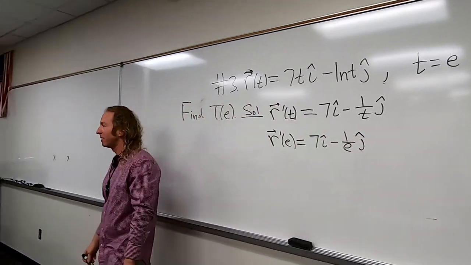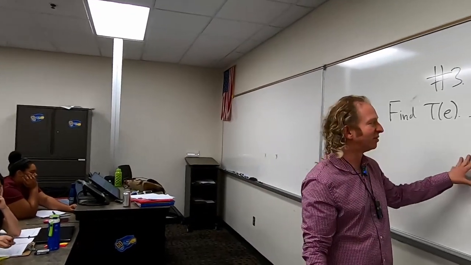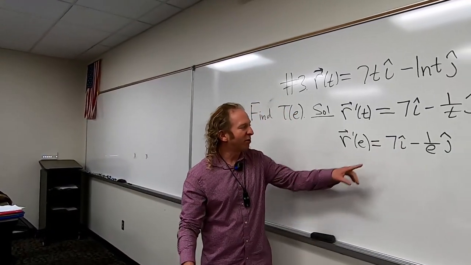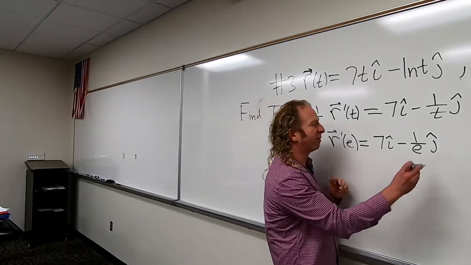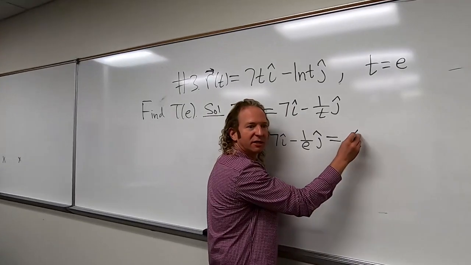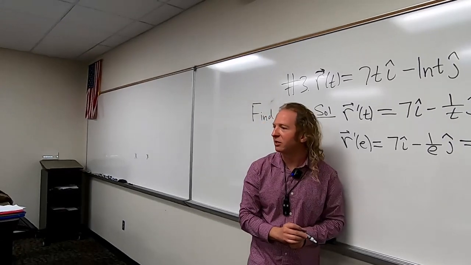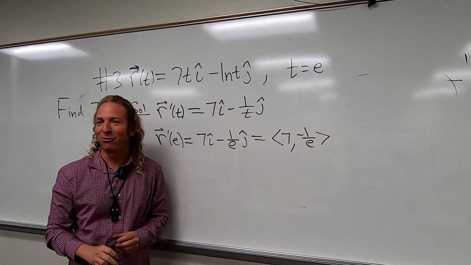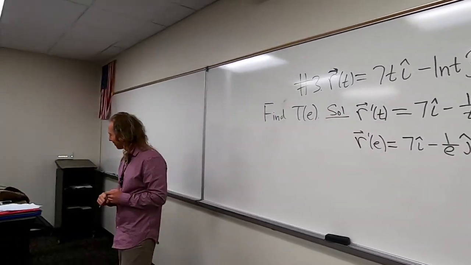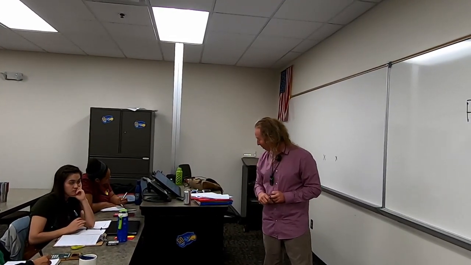I didn't do it this way in my notes. In my notes, I did something ridiculous, I waited until the end to plug it in. I'm going to put this in component form just because it looks a little bit better. So in component form, this would be 7, comma, what would be the second component in this case? -1/E. That would be the second component. My notes look really hard, not like this.